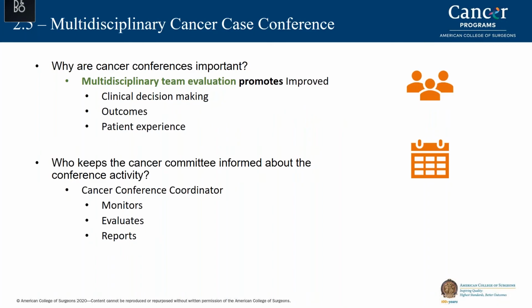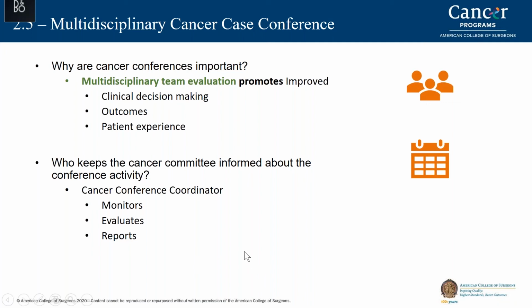Standard 2.5 is extremely important and covers the multidisciplinary cancer case conference. This is really the benchmark of any accrediting institution. There has to be multidisciplinary team involvement, and this has to be carefully monitored in the minutes of the cancer case conference. Clinical decision-making, outcomes, and patient experience are reflected in any cancer conference held at the institution.